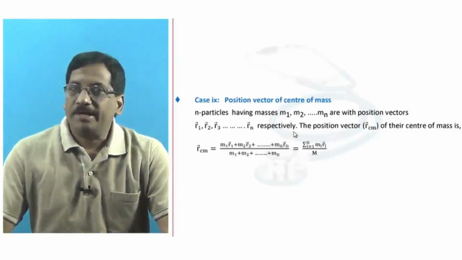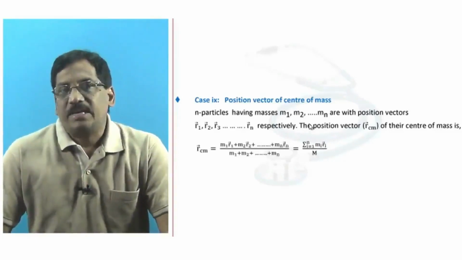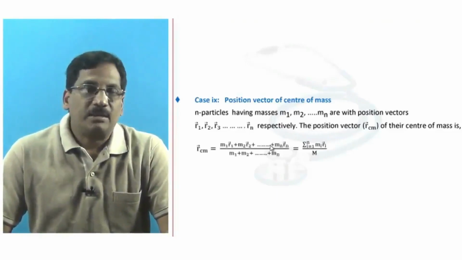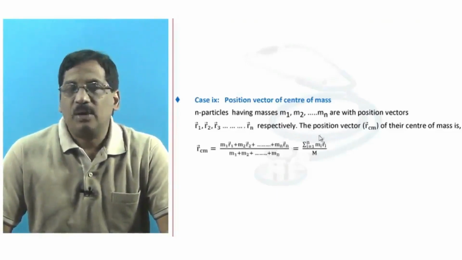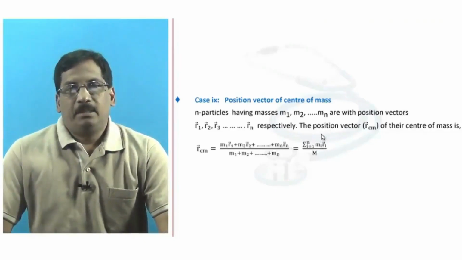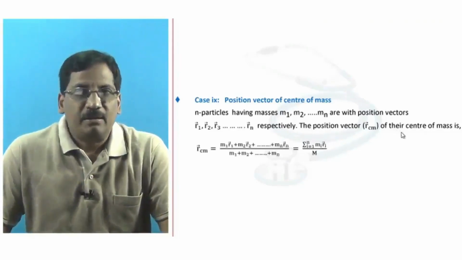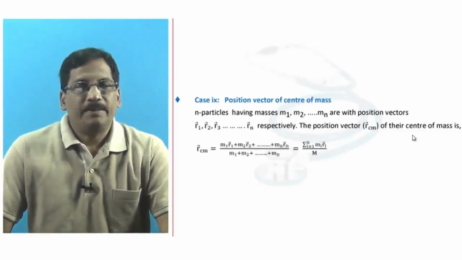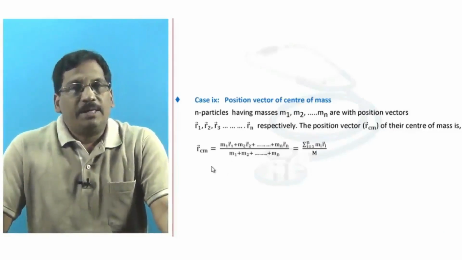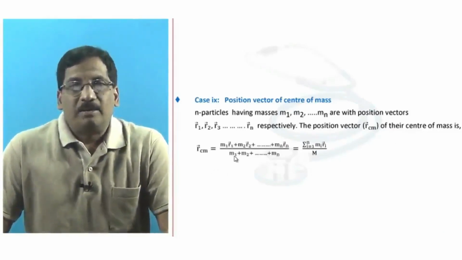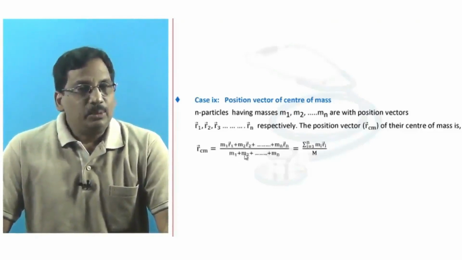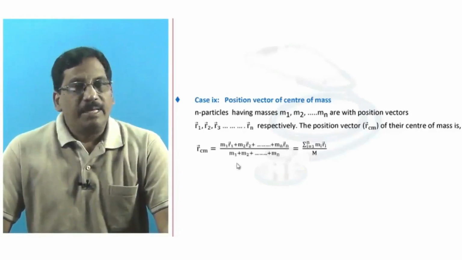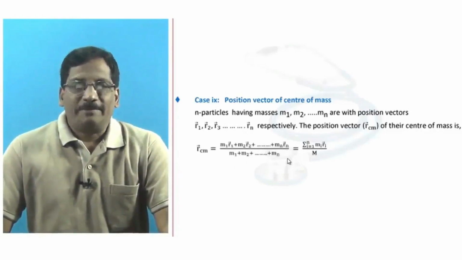In a given coordinate system, n particles with masses m1, m2, m3, and so on, mn are located with the position vectors r1 bar, r2 bar, r3 bar, and so on, rn bar. Now the position vector of center of mass, denoted by RCM bar, is RCM bar equal to (m1 r1 bar plus m2 r2 bar plus and so on mn rn bar) divided by (m1 plus m2 plus and so on plus mn).